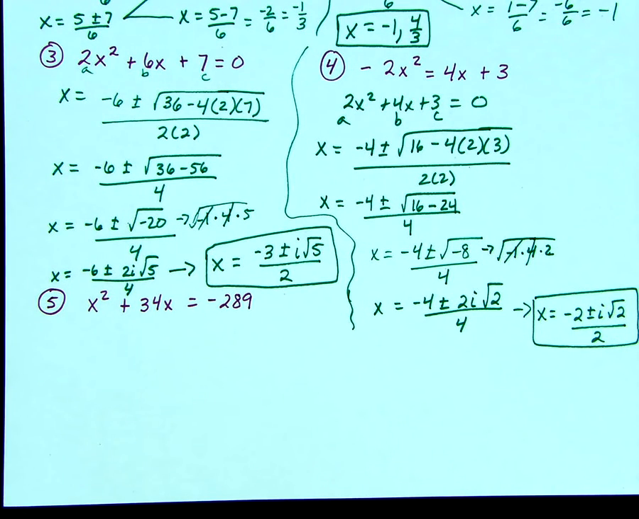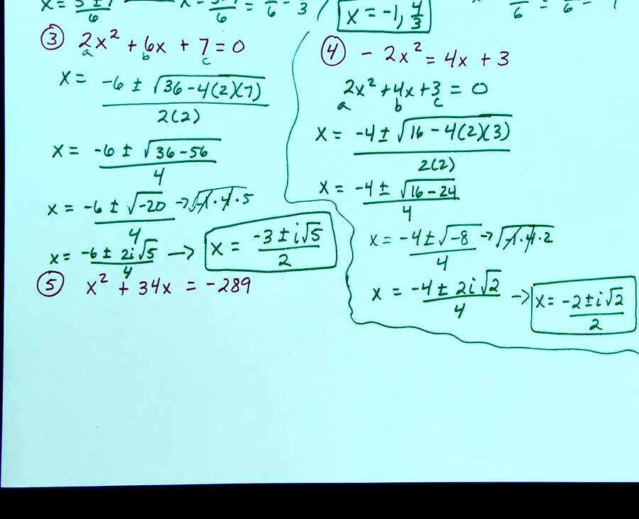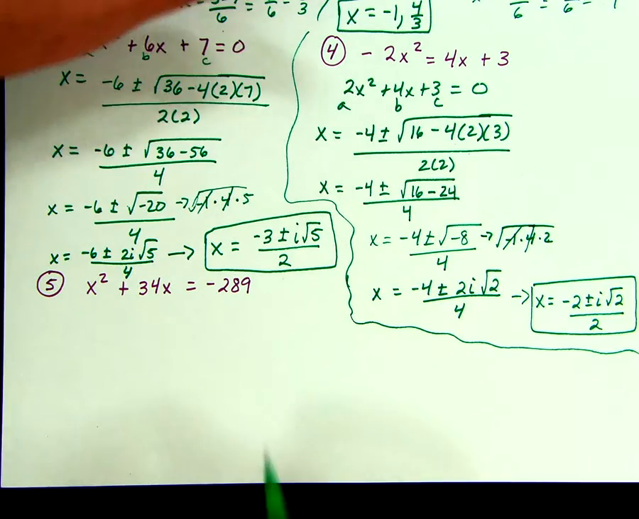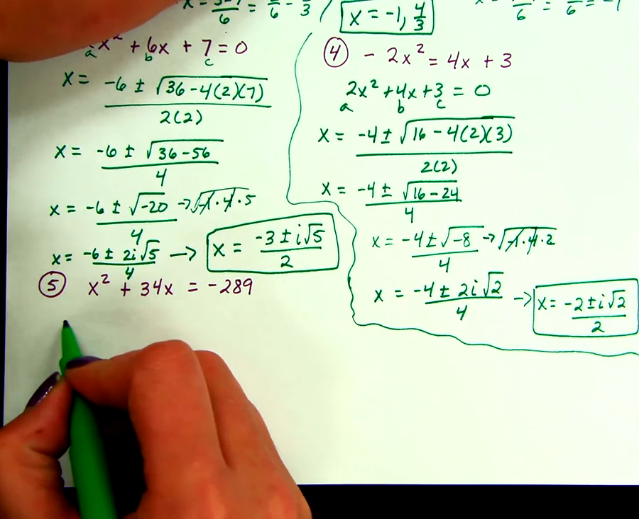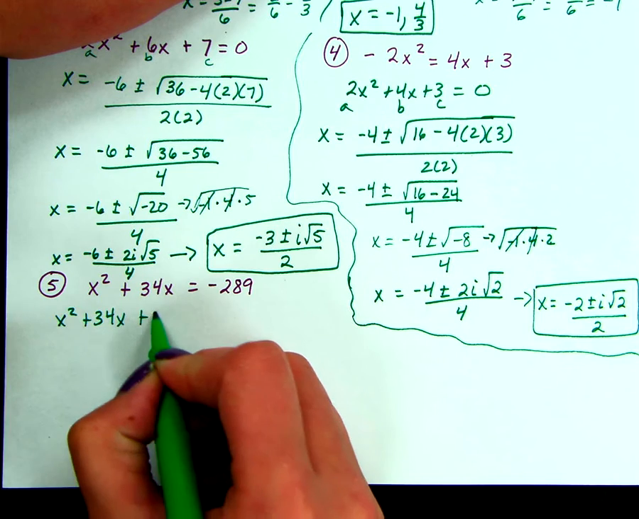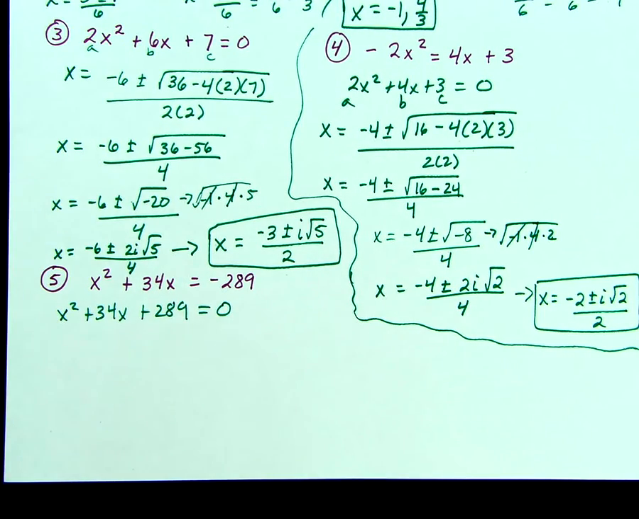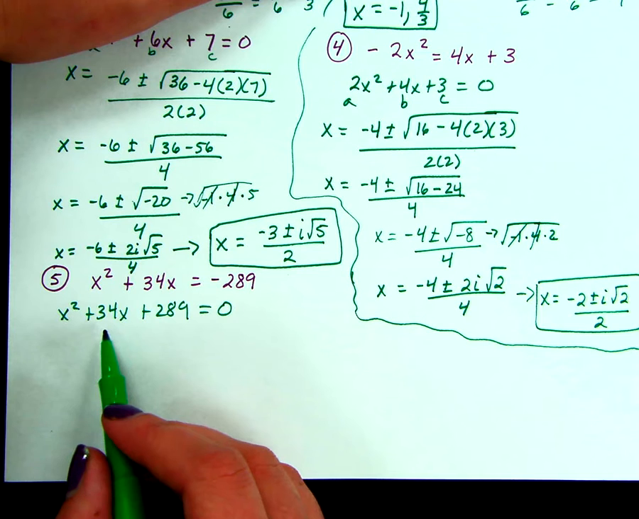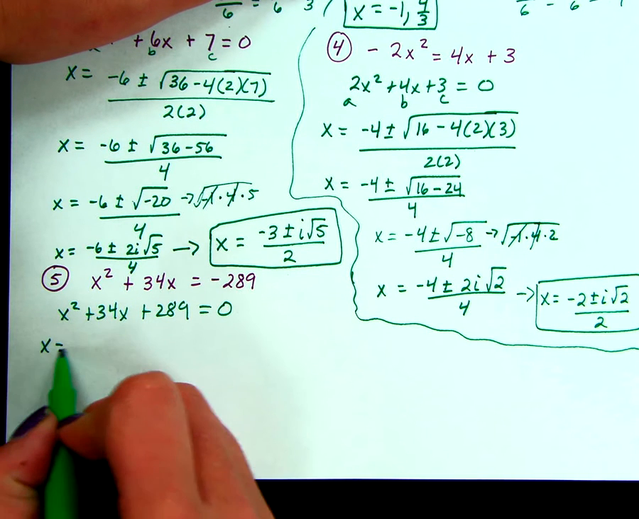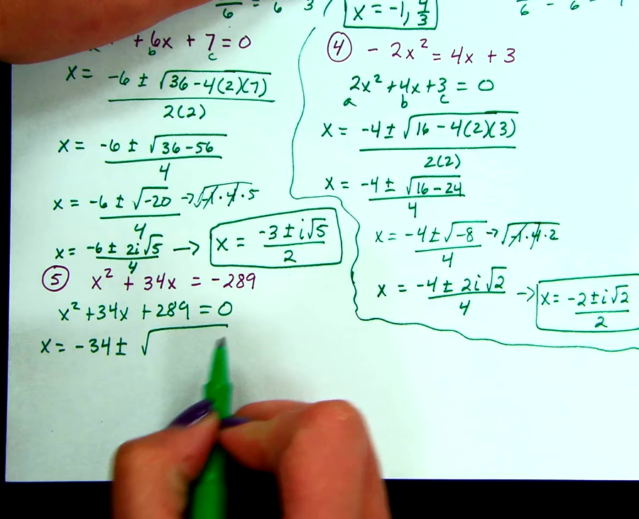Right. And we have one more example problem. So again, I'm going to start by moving everything to the same side. So I'm going to add my 289 over. So x squared plus 34x plus 289 equals 0. Okay. So we're going to have the opposite of 34, so negative 34, plus and minus the square root of 34 squared.